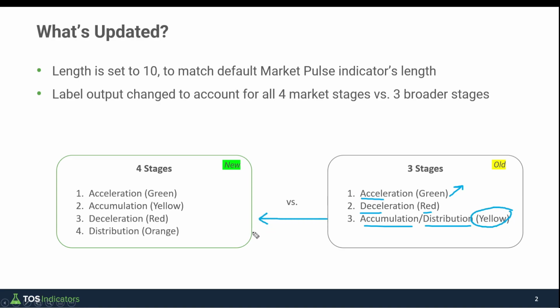In the new change, I've split that up so that we have both orange and yellow labels based on if we're in accumulation, which again has a little bit more bullish bias associated with it, compared to distribution, which is more bearish bias associated with it. The red and the green labels remain the same.